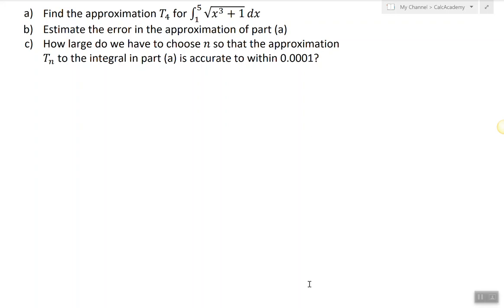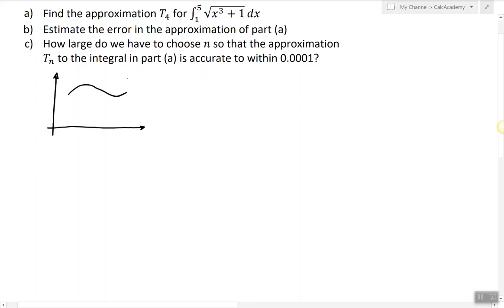In this video, I will show how to use the trapezoidal approximation to estimate the area under the graph of a given function on a given interval. So in this case, we have the square root of x cubed plus 1 on the interval from 1 to 5. And let's sketch a generic graph just to remind ourselves what the trapezoidal rule is.